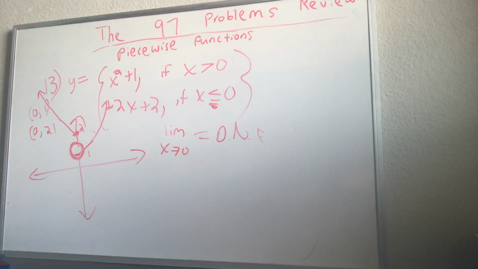So those are good examples of piecewise functions. Again, their characteristics, and also the concept of a limit to see where the discontinuity is, where the function actually breaks.